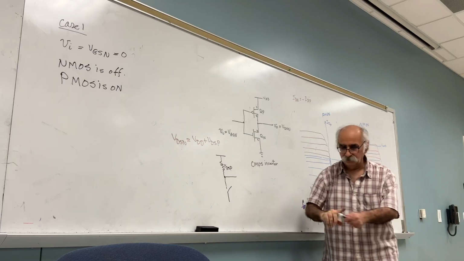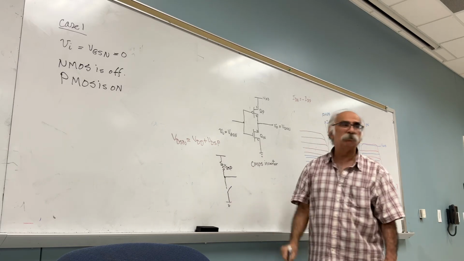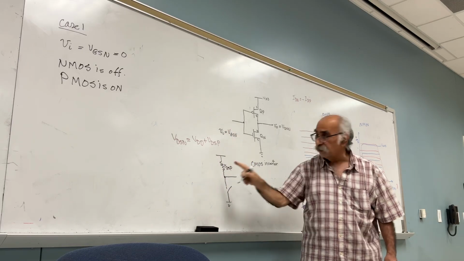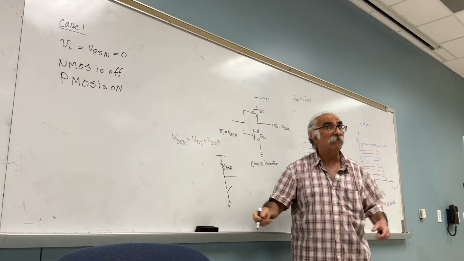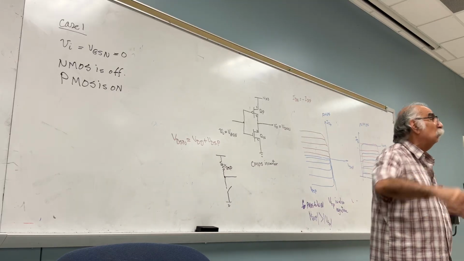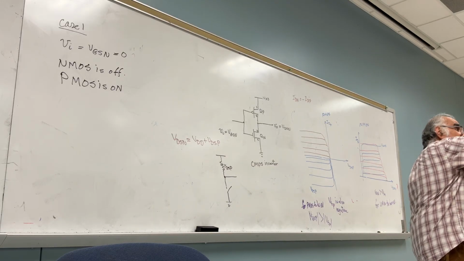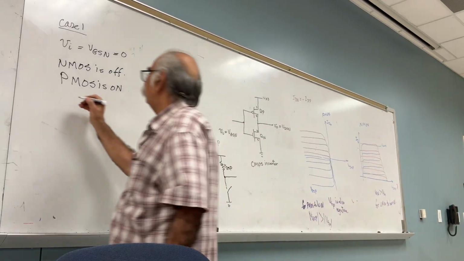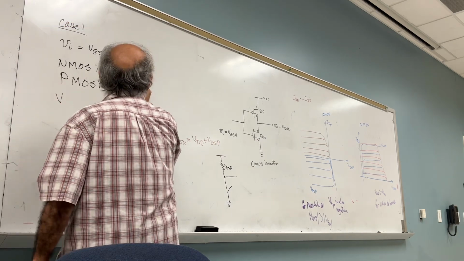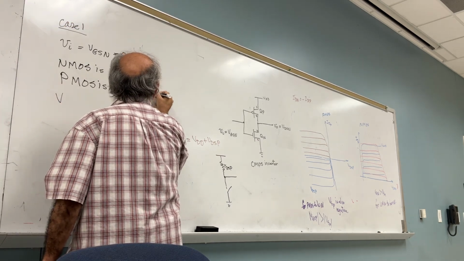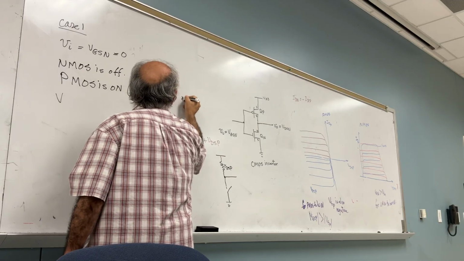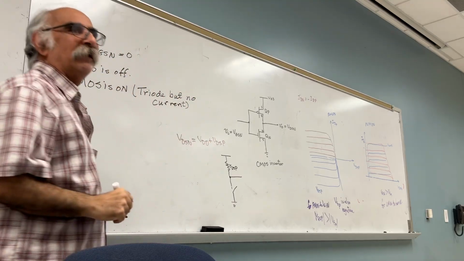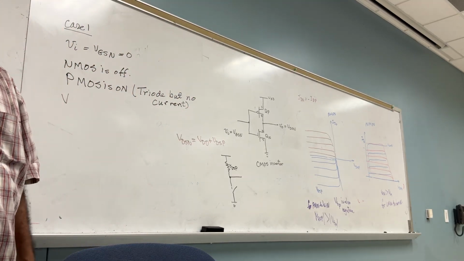What is the output voltage? This one is open now. This is open. What is the output voltage? Output voltage is VDD. Why? There is no voltage drop here. There is current, but the current is equal to zero, because it's the start of the triode region. Clear? So what do I say? PMOS is on in which mode? Triode, but no current.